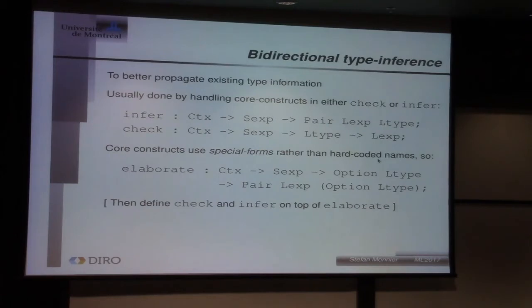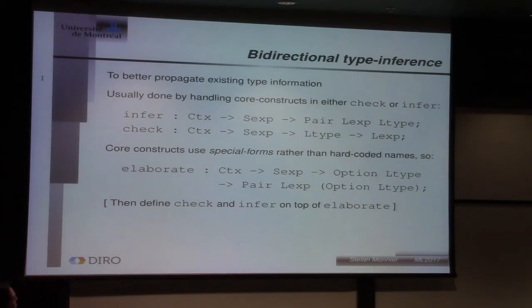Now, one of the things that is fashionable nowadays is to do type inference in a bidirectional way. And of course, in Typer I want to do the same, because that lets us propagate type information in a more efficient way. So the way it's usually done is by splitting the elaboration phase into two parts, an infer function and a check function, typically.